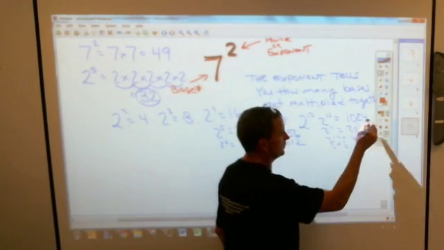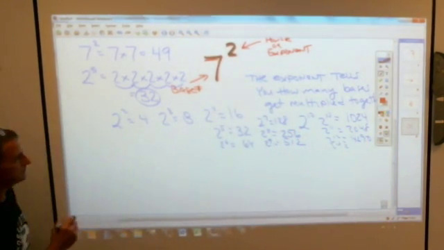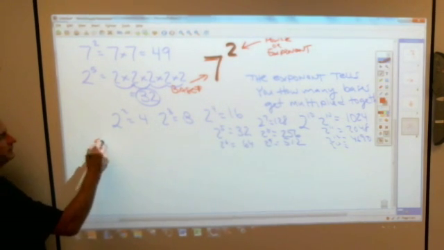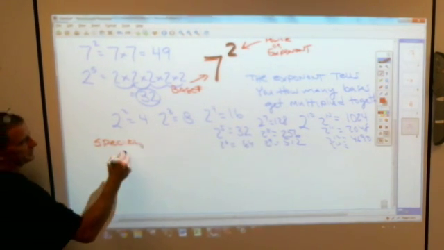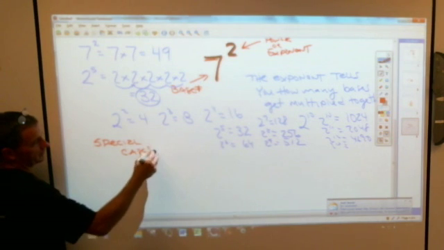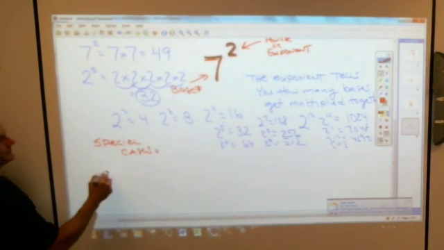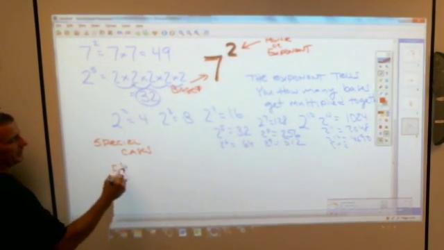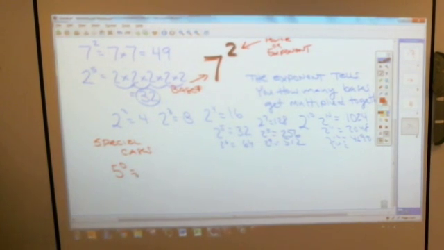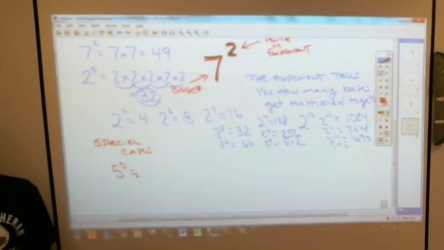Now, some special cases. Write these down because you're going to want to know this. This is where people go wrong. How about 5 to the 0 power? 5 to the 0 power is, who wants to take a guess at that? 0? It is not 0. That's a great guess. 5? It is not 5, but that's another good guess.